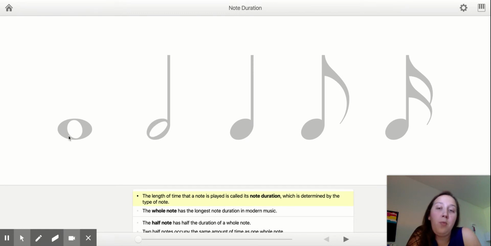This is an open note head, so a whole note has an open note head, half note has an open note head, quarter note, closed note head, it's filled in, eighth note has a closed note head, and 16th note has a closed note head.